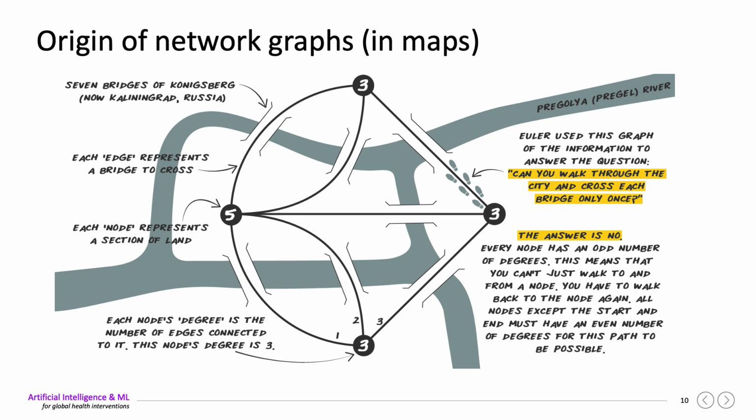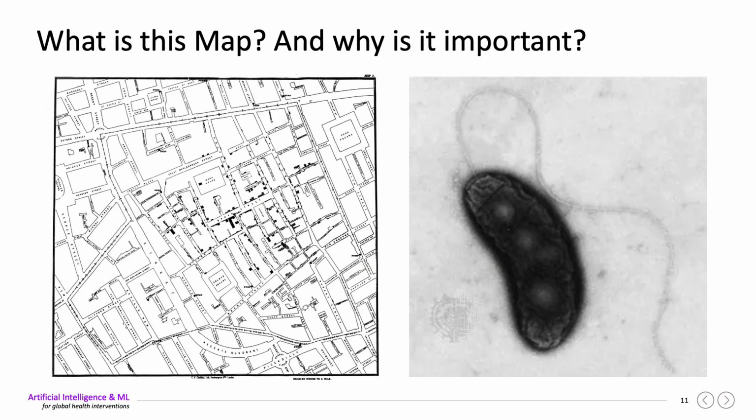Graphs are also central to one of the most famous stories in the history of global health. Here's a question to consider. What is this map, and why is it important? On the left is a detailed street map of a district of London, and on the right is an electron micrograph of a comma-shaped bacterium. These 2 images set up a classic case study that connects spatial networks to epidemiology, which we unpack on the next slide.